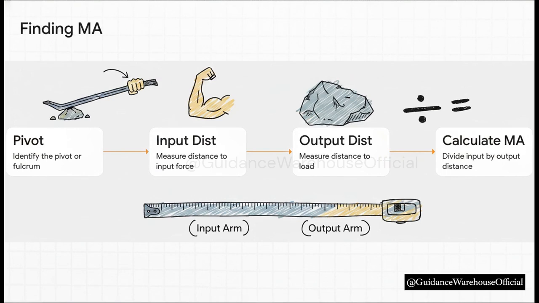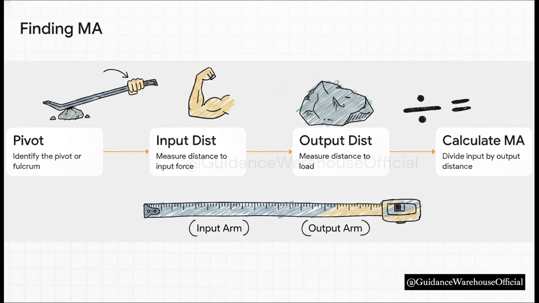But wait, what if you don't know the exact weight of the rock or the exact force of your muscles? This is what's so brilliant about simple machines. We can find the mechanical advantage using just a tape measure. Step 1. Identify the pivot point, which is also known as the fulcrum. Step 2. Measure the distance from that pivot to where you apply your force. We call that the input lever arm.